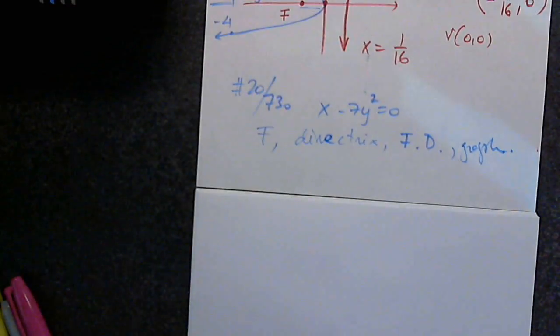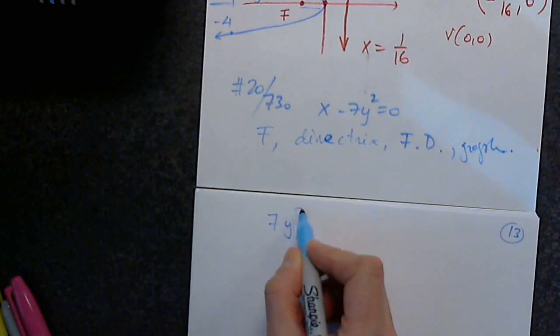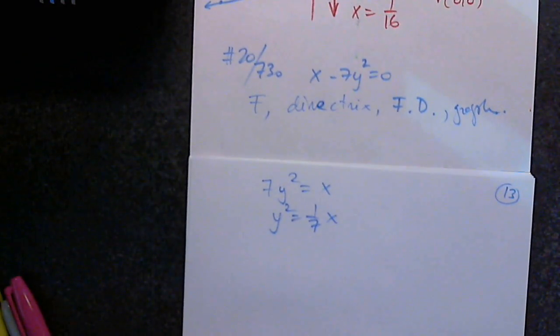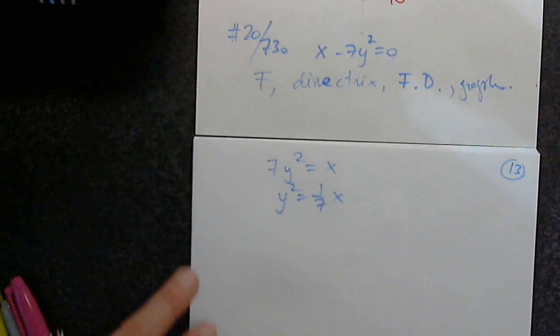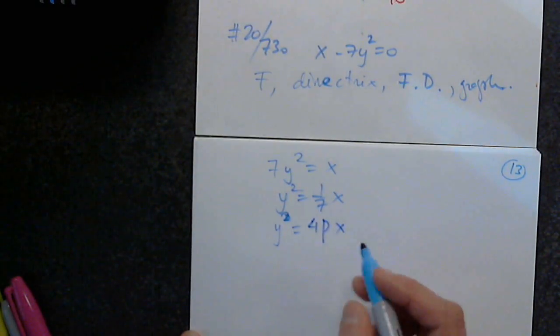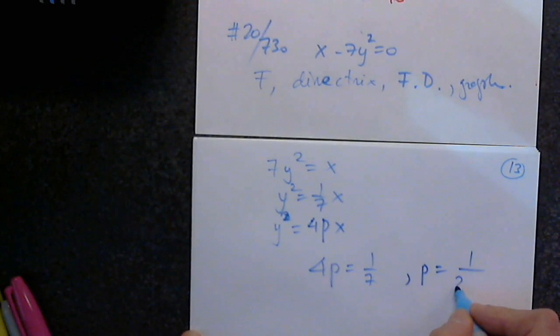Okay, so first I have to rearrange it. It happens that I will be writing 7y squared equals x, and y squared equals 1/7 x. Its axis of symmetry is on the x-axis because it either opens to the right or to the left. Okay, we are going to write the standard equation, y squared equals 4px. We are going to set 4p equal to 1/7, so p equals 1/28.